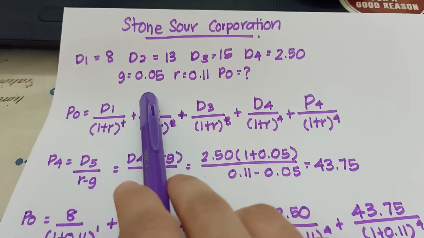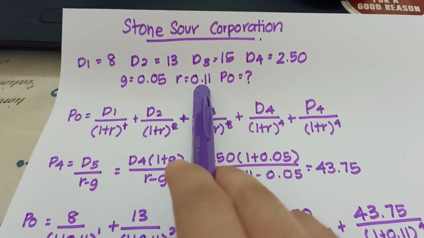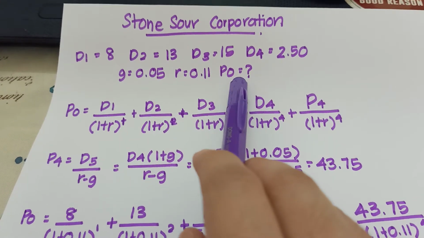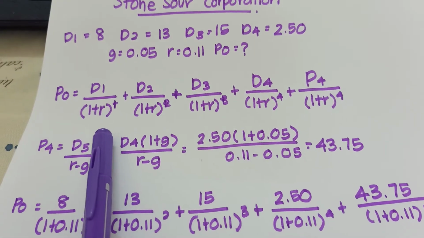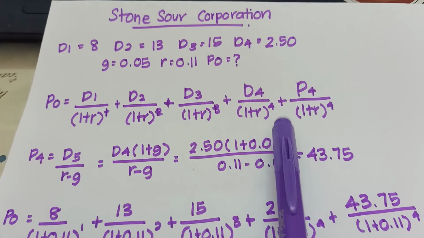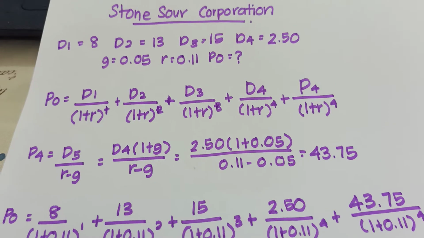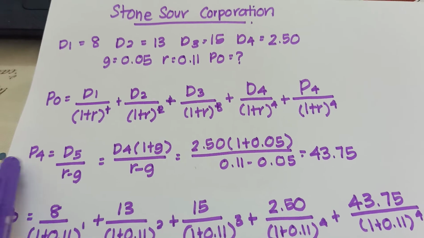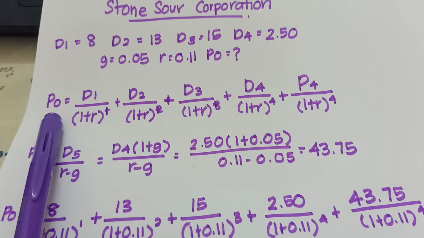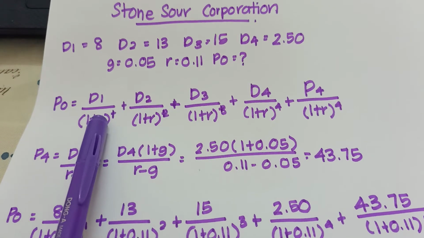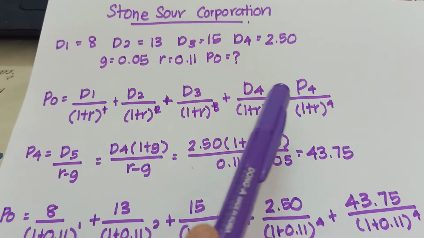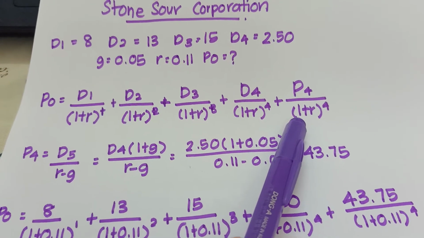And then the growth is 5%, the required return is 11%, and then it asks us to find the current price. Okay, if you look at this formula, it is similar to the present value formula, because P0, the current price, is the present value. That's why we have to present value the first dividend, second dividend, third dividend, fourth dividend, and the price of the share in year 4.